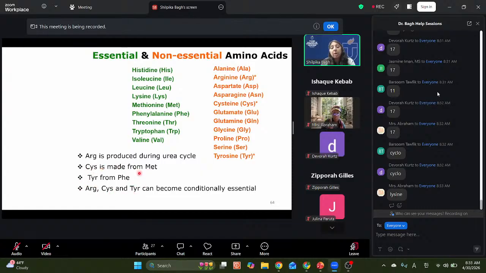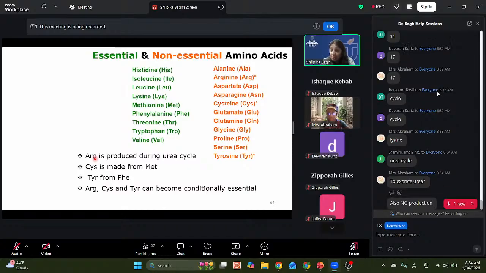In PKU, what becomes essential? Tyrosine. What becomes essential in urea cycle enzyme deficiency disorders? Conditionally essential means they become essential only under certain conditions. So in PKU, tyrosine becomes essential; otherwise, it's not essential. When does arginine become essential? Urea cycle defect. Yes, in urea cycle defect, arginine becomes essential.